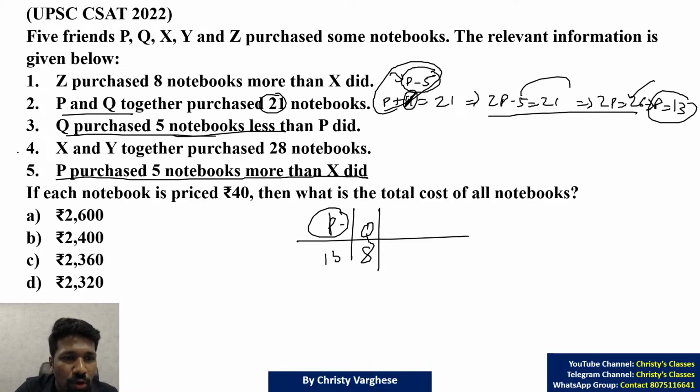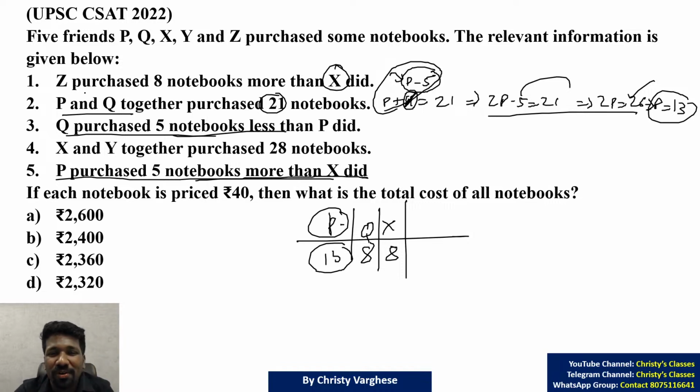Now we are searching for all other statements which have P and Q in them so that it is easy to solve. P purchased 5 notebooks more than X did means 13 is 5 more than what? 8 itself. So X is also 8. Now we got X, so the statement involving X can also be taken. Like connecting dots, you have to connect it.